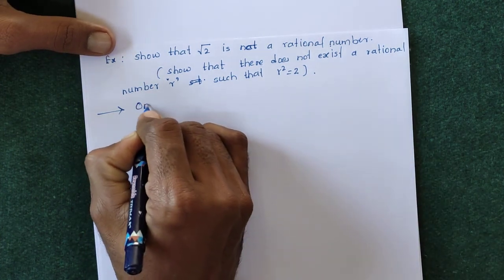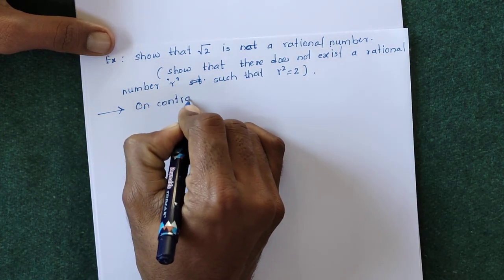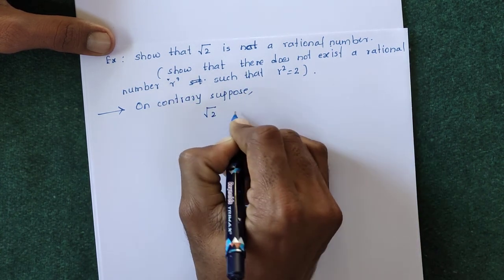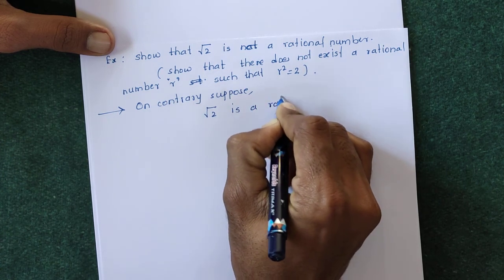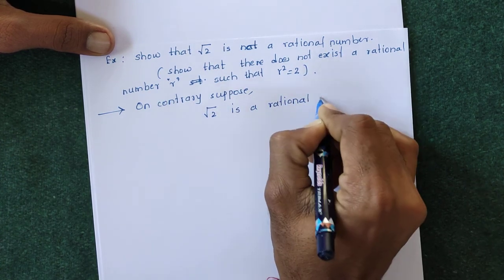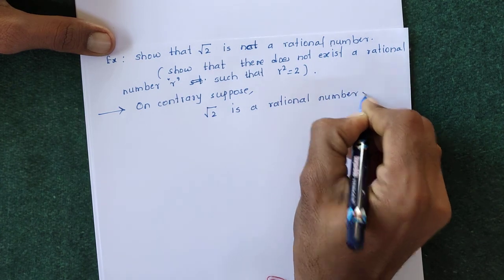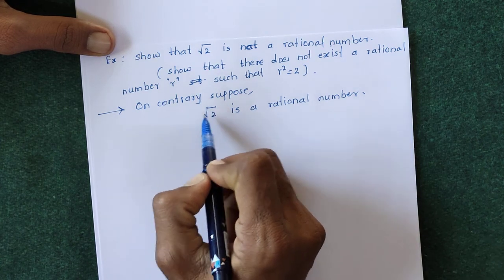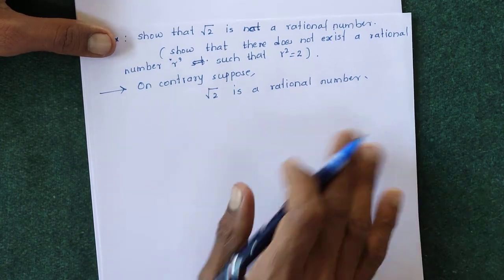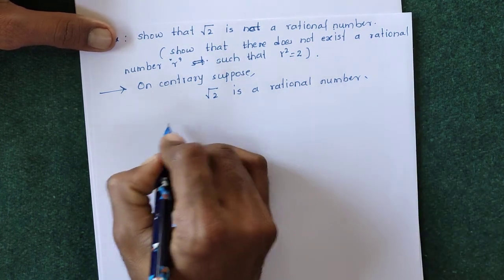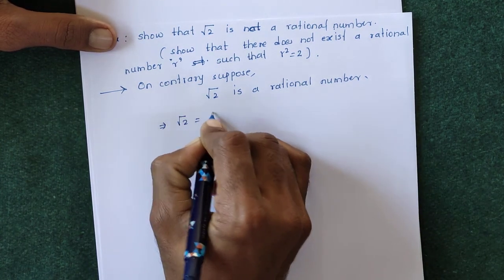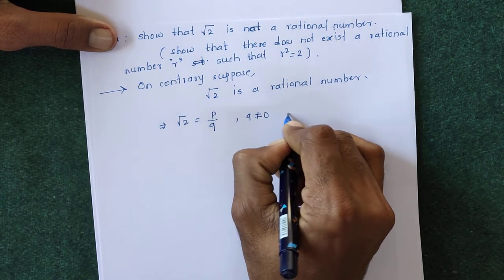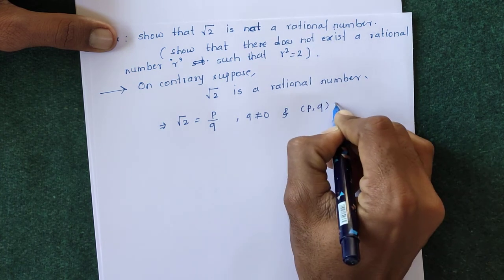On the contrary, suppose that root 2 is a rational number. We have to prove that root 2 is not a rational number, and on the contrary we have supposed that it is. So root 2 being a rational number means root 2 must be of the form p by q, where q is a non-zero number and the greatest common divisor of p and q is equal to 1.